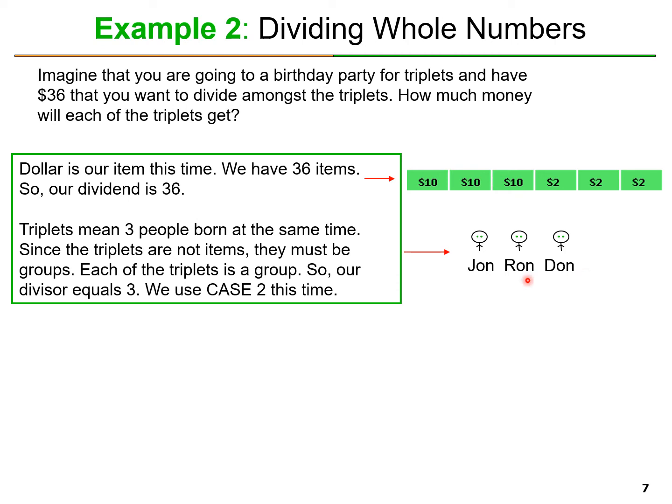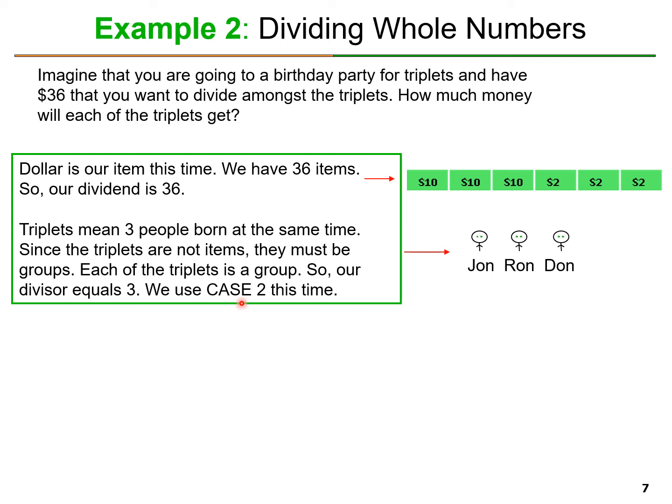Here are the 3 triplets, John, Ron, and Dunn. Nice naming. Now, triplets mean 3 born at the same time. Since the triplets are not items, they must be groups. So each triplet is a group, assuming that we can have a group with just one. Most often we think of groups having more than one item. So our divisor equals 3. We use case 2 this time.